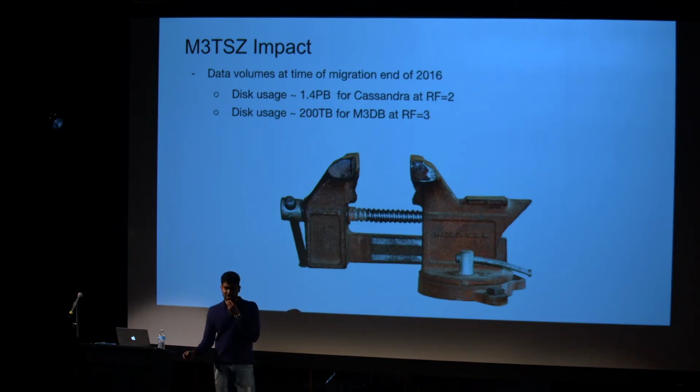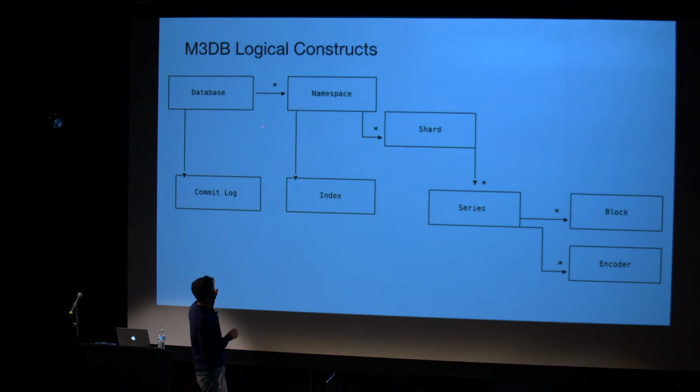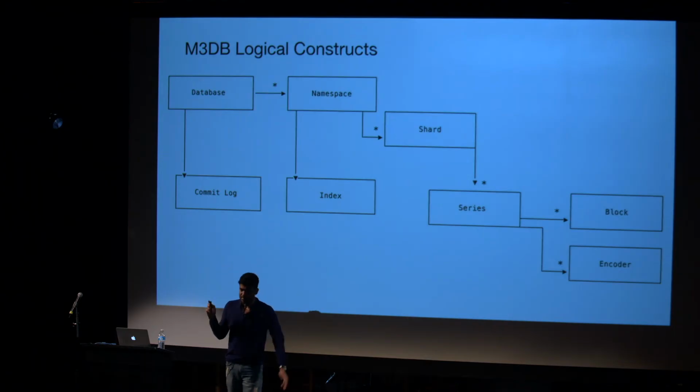I'll dig into the architecture a little bit so you can see how that works. Logical constructs: if you don't follow this, the only thing I want you to get from here is that an M3DB database can have multiple namespaces, which are sharded, replicated, and so on. A namespace has a single index, and a database has a single commit log. Everyone with me? Great.